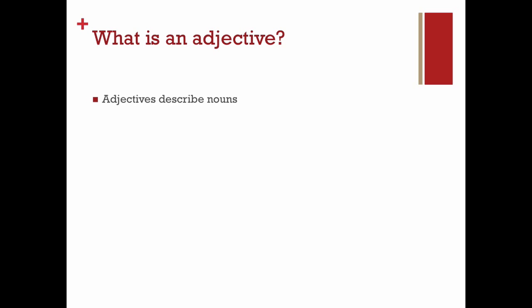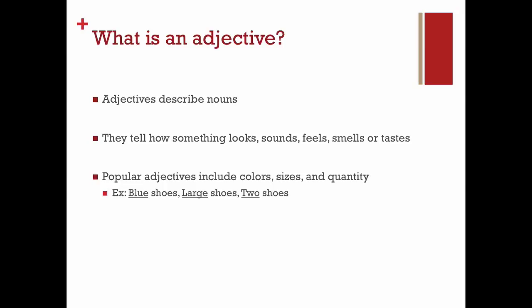Adjectives describe nouns, so they tell about people, places, things, or ideas. They tell how something looks, sounds, feels, smells, or tastes, and I usually refer to them as the descriptive words of English. And the most popular adjectives that you will probably see or have to identify refer to colors, sizes, and quantity. So some examples I have here are blue shoes, large shoes, two shoes.